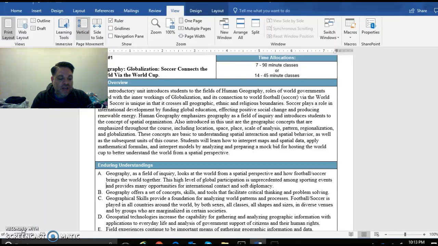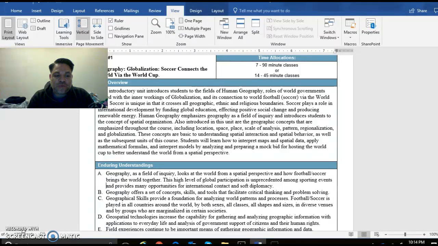What we know, soccer is unique in that it crosses all geographic, ethnic, and religious boundaries. Soccer plays a role in international development by funding global education, affecting positive change, and producing renewable energy. Human geography emphasizes geography as a field of inquiry and introduces students to the concept of spatial organization. Also introduced in this unit are the geographic concepts that are emphasized throughout the course, including location, space, place, scale of analysis, patterns, regionalization, and globalization. These concepts are basic to understanding spatial interaction and spatial behavior, as well as the subsequent units of this course.